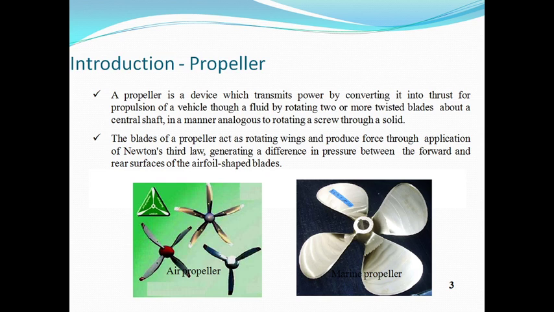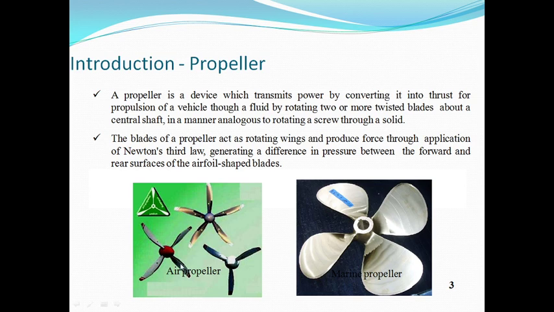How is it doing this? It is giving that energy to the fluid by rotating blades. As the name says, it contains the blades. You can name them as the rotating wings, which produce the force through the application of Newton's third law. Basically, we are imparting the energy to the working fluid, and by using that energy we get the thrust in the aircraft.